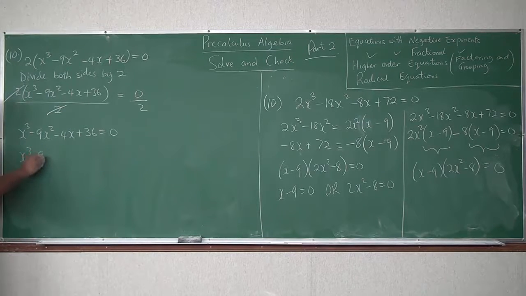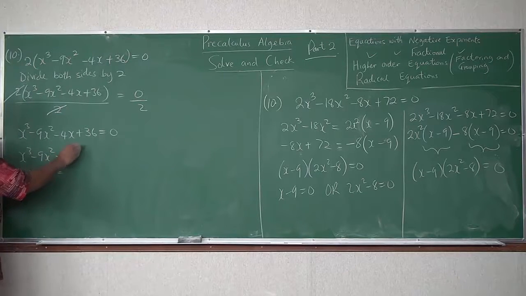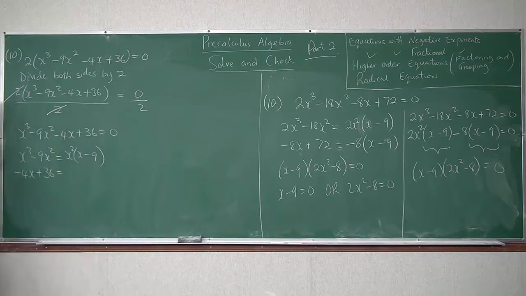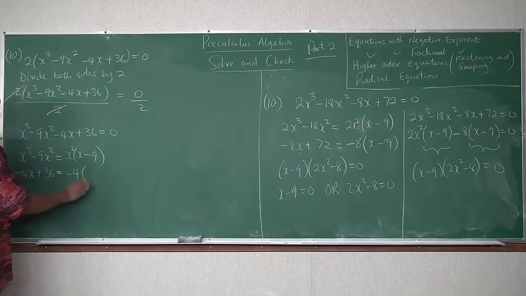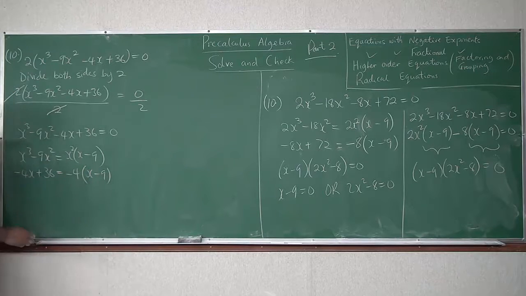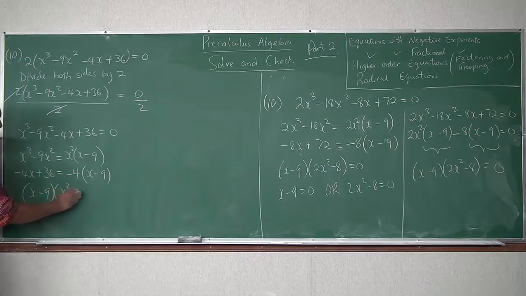We can do the vertical method here. The GCF here is x squared, and we have x minus 9. Here we have a leading negative. This is negative 4, and we have x minus 9. So we have x minus 9 times x squared minus 4 equal to 0. You see?